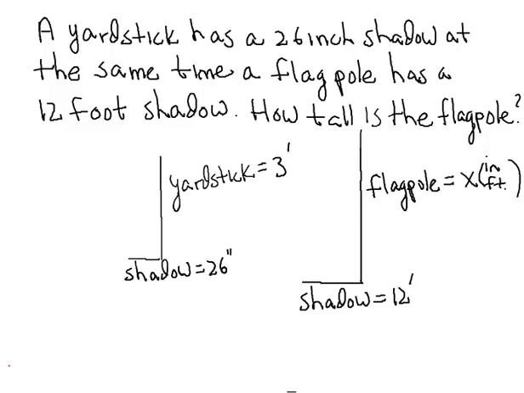Now the next example that we're going to consider that uses similar triangles is the following. We're told that a yardstick has a 26-inch shadow. At the same time, a flagpole has a 12-foot shadow. And we're asked to find the height of the flagpole. Now the first thing we need to assume, of course, is the yardstick is going to be placed in a vertical position, which is the way it is in the diagram.